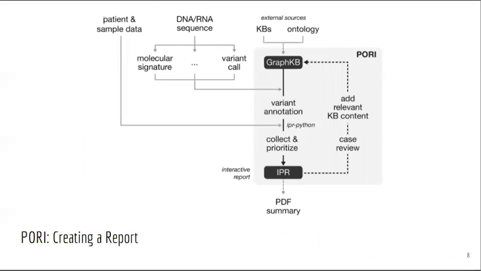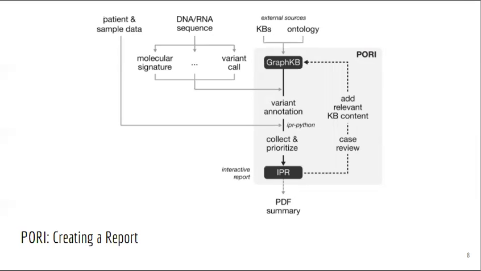GraphKB is primarily used to annotate variants with their implications according to literature. Variants and patient data are collected, the variants are then matched against GraphKB, and the resulting content is aggregated and prioritized by the report loader before sending to the reporting application.